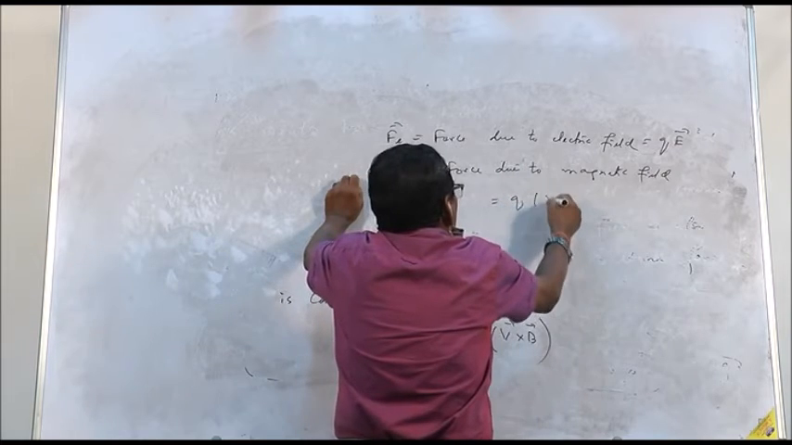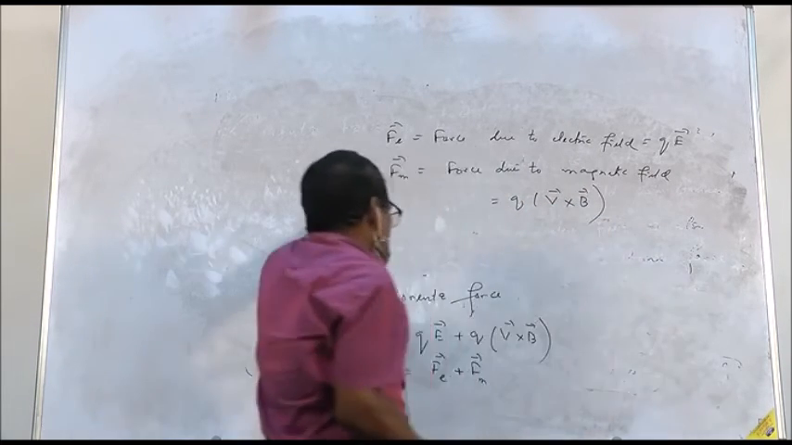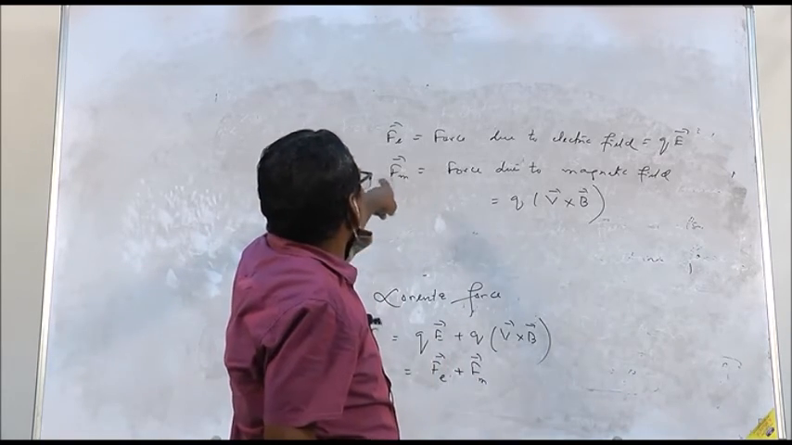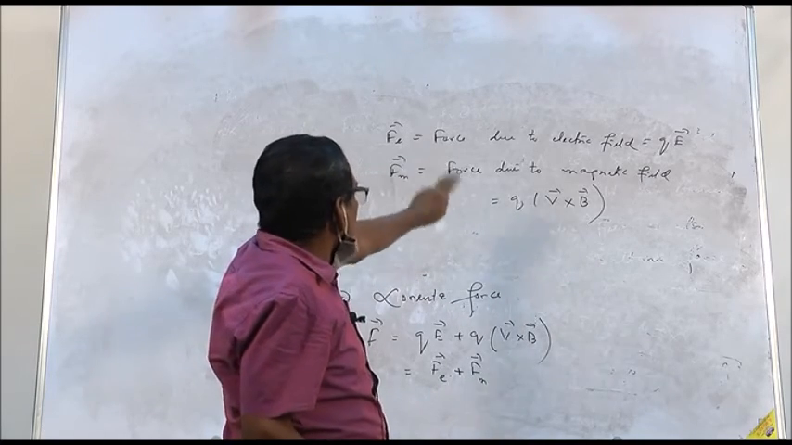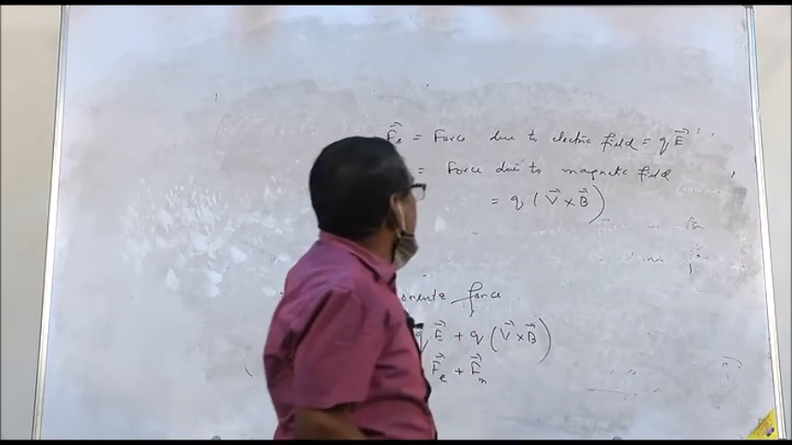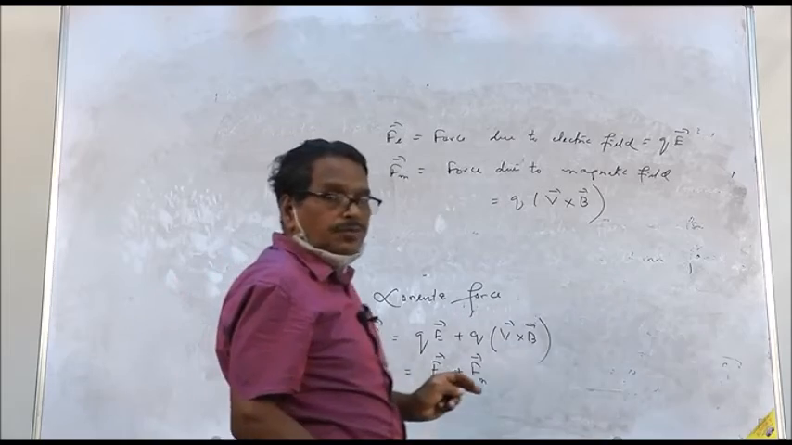As we have already discussed, QV cross B, where V is velocity of the charge and B is magnetic flux density. Force due to electric field is QE, force due to magnetic field is QV cross B. Charge is Q, V is velocity of the charge, B is magnetic flux density, E is electric field strength. So, this is your Lorentz force. Lorentz force comes in the examination.